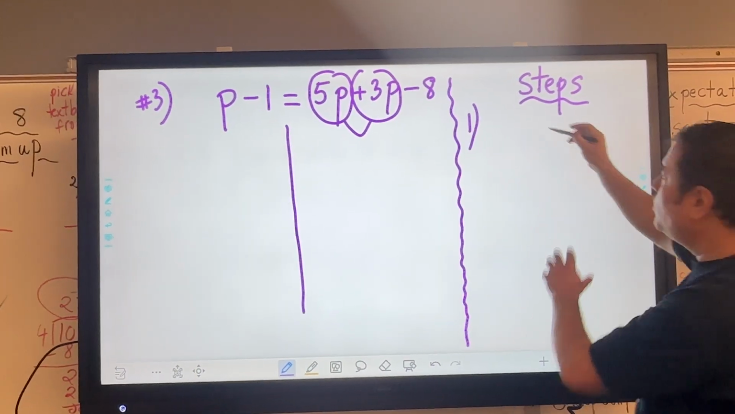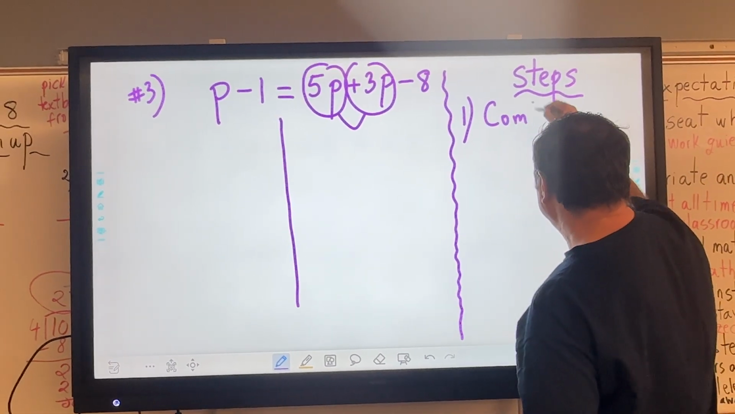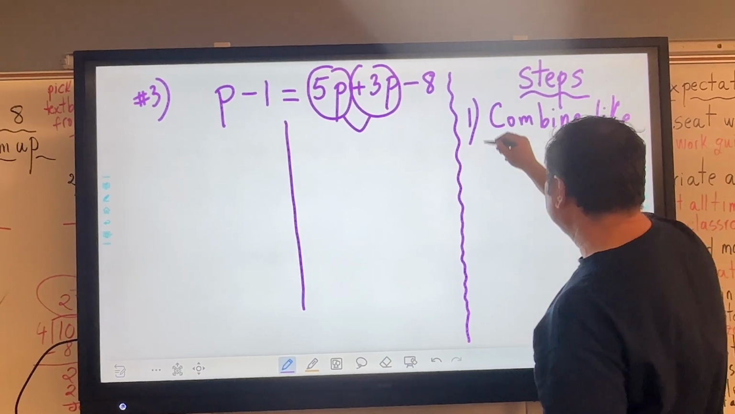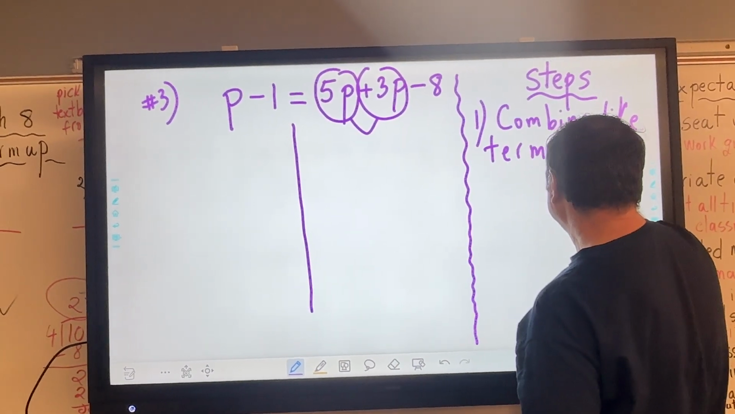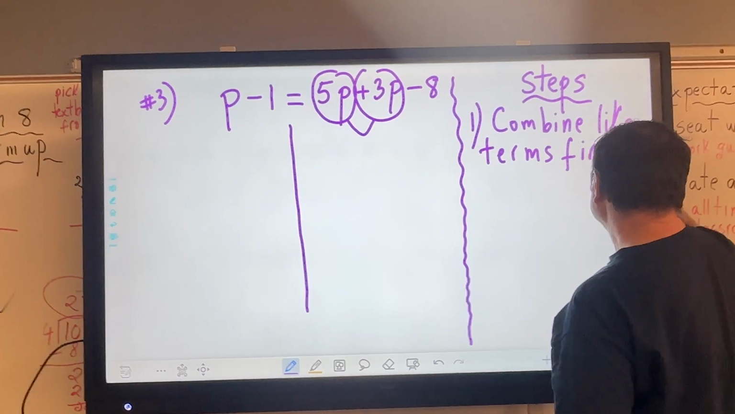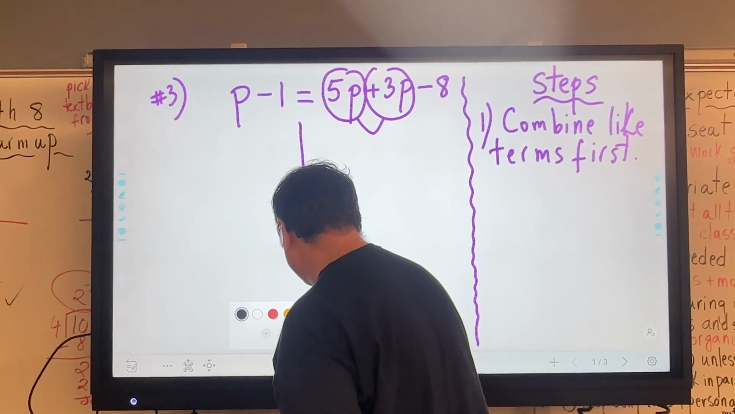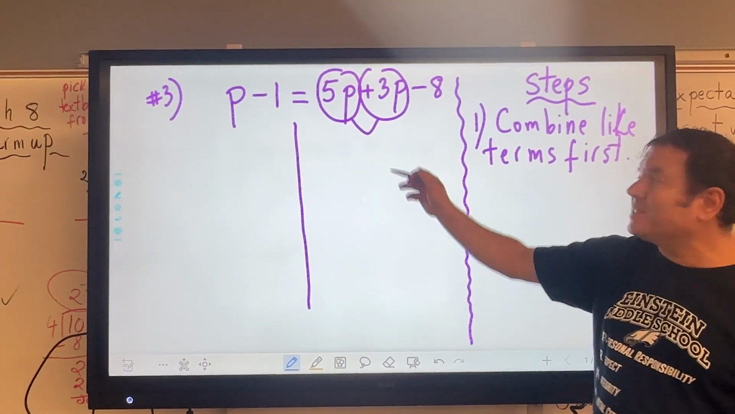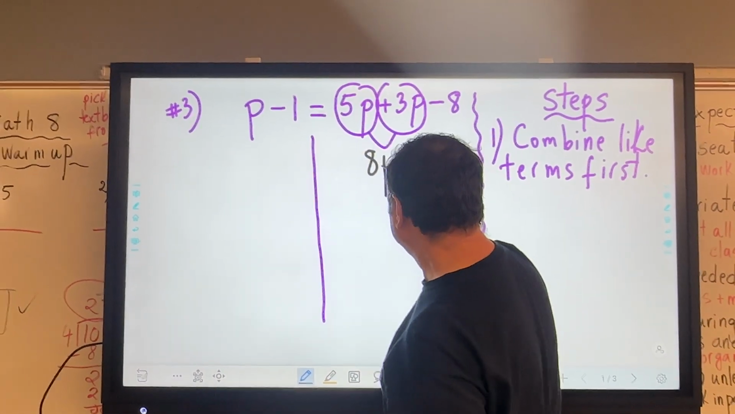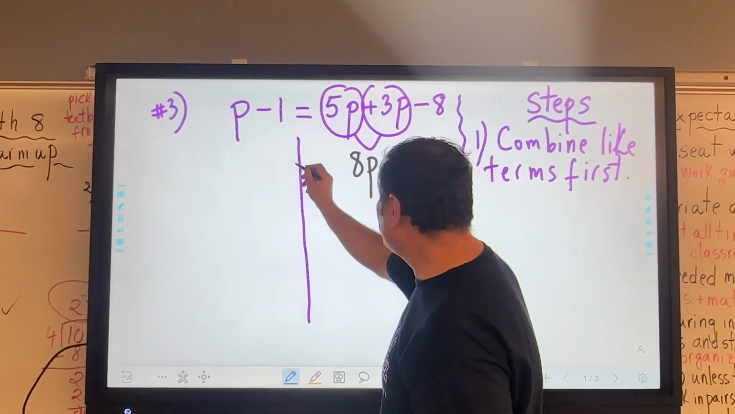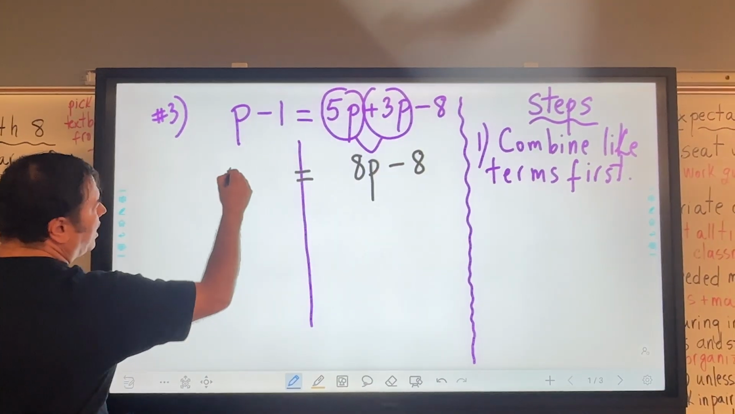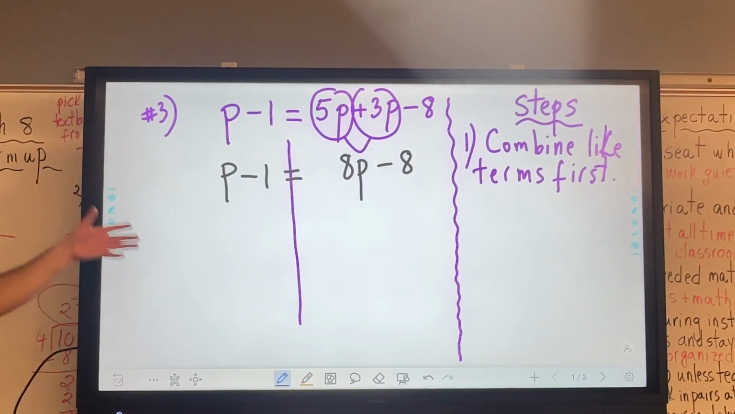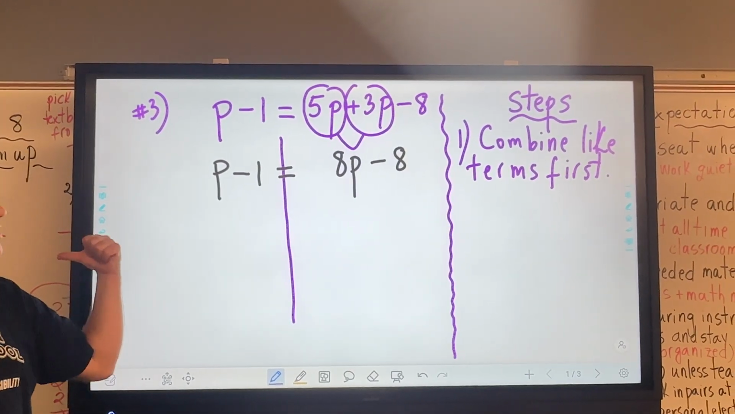So step number 1 would be to combine like terms first. That's our first step. So 5p plus 3p becomes 8p minus 8 equals p minus 1. Now, it's a simple equation, just similar to what we learned earlier.